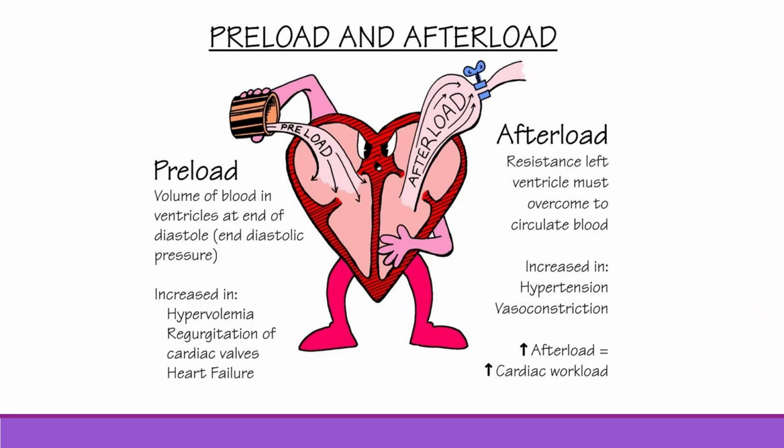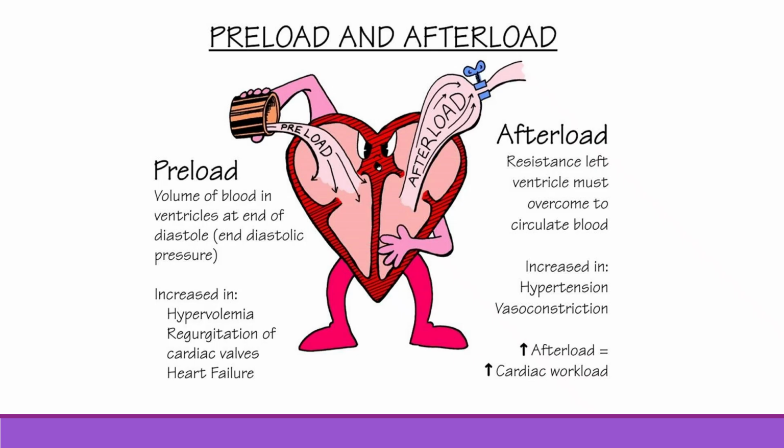Preload is the volume of blood that's in the ventricles at the end of diastole, what they call the end diastolic pressure. This is increased by hypervolemia, regurgitation of the cardiac valves, and heart failure.